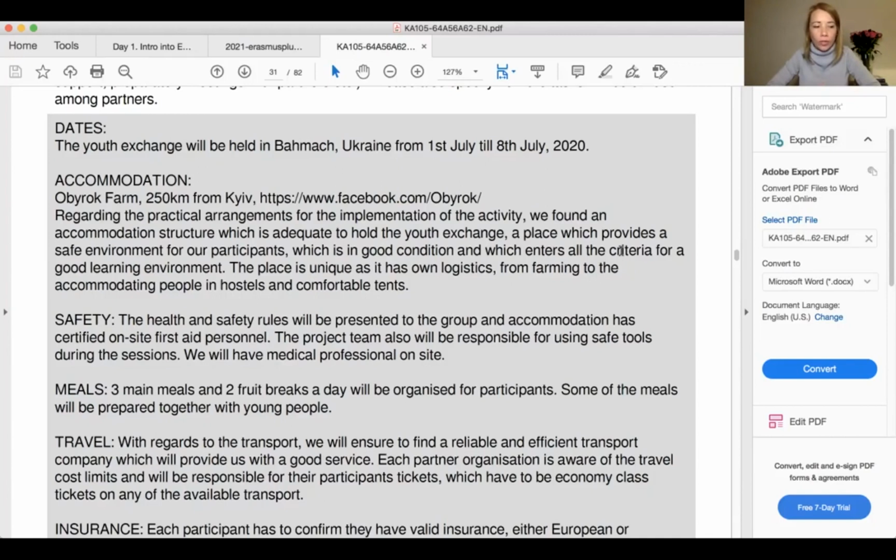But actually, not always you have already a place at this stage when you're just writing an application form. And then my suggestion is that you write a summary or some description of a place you're thinking to hire. So you should think about safety and safety rules and about the first aid personnel or some kits, just in case something happens.